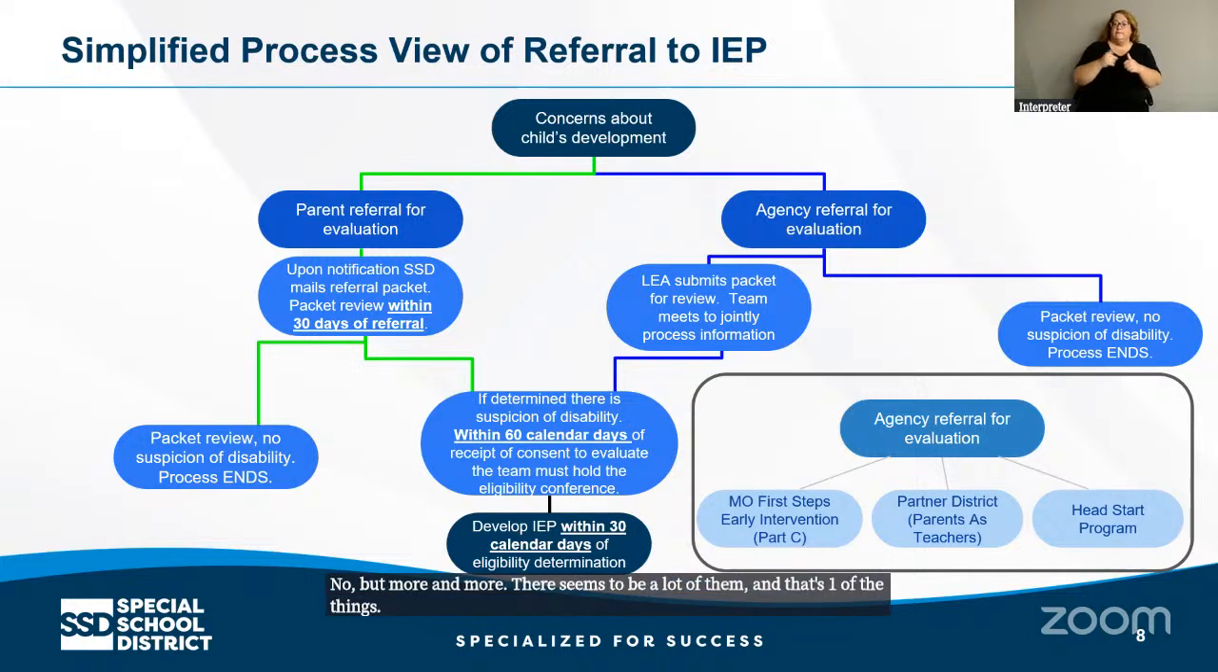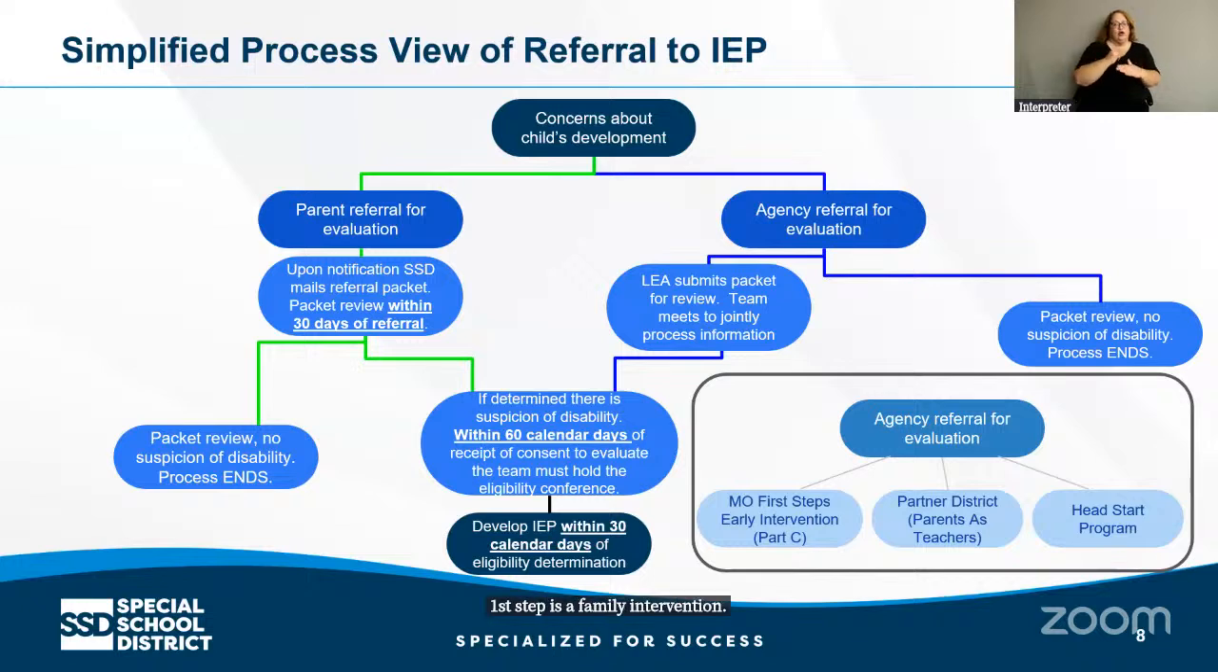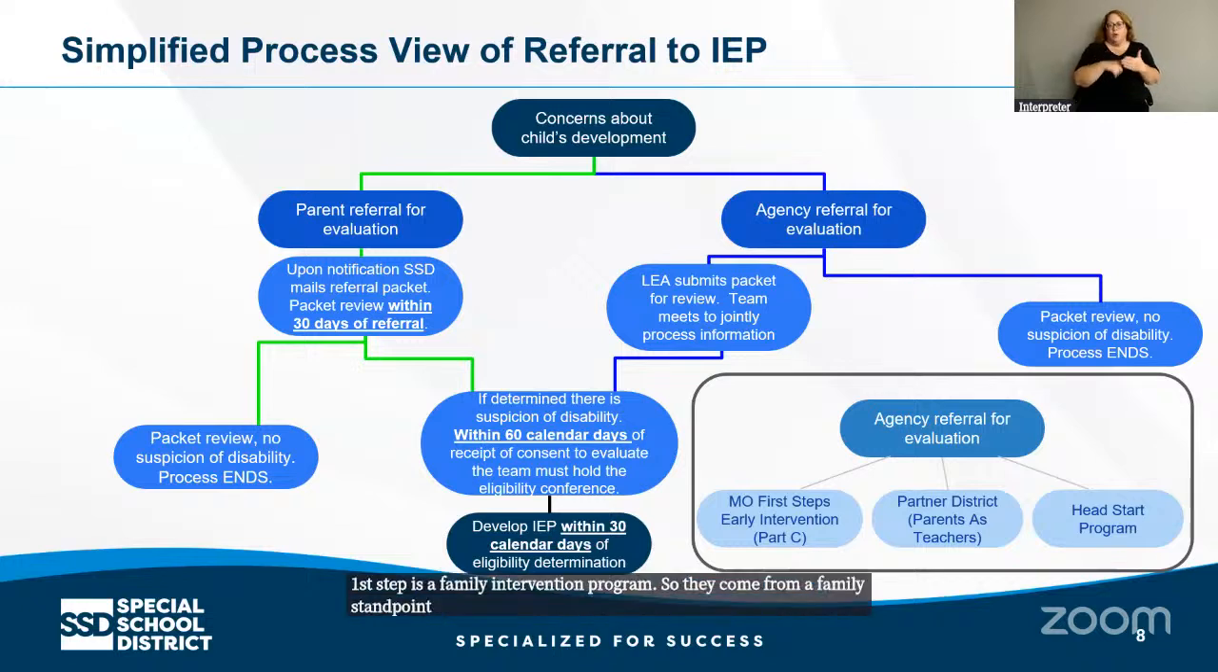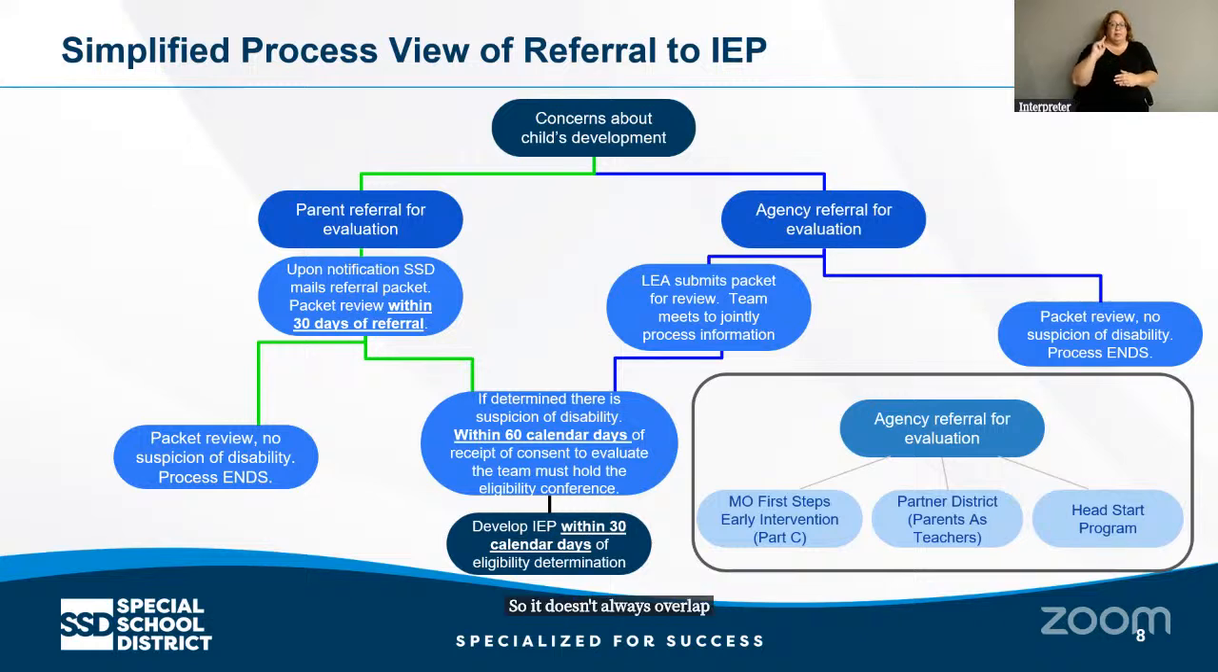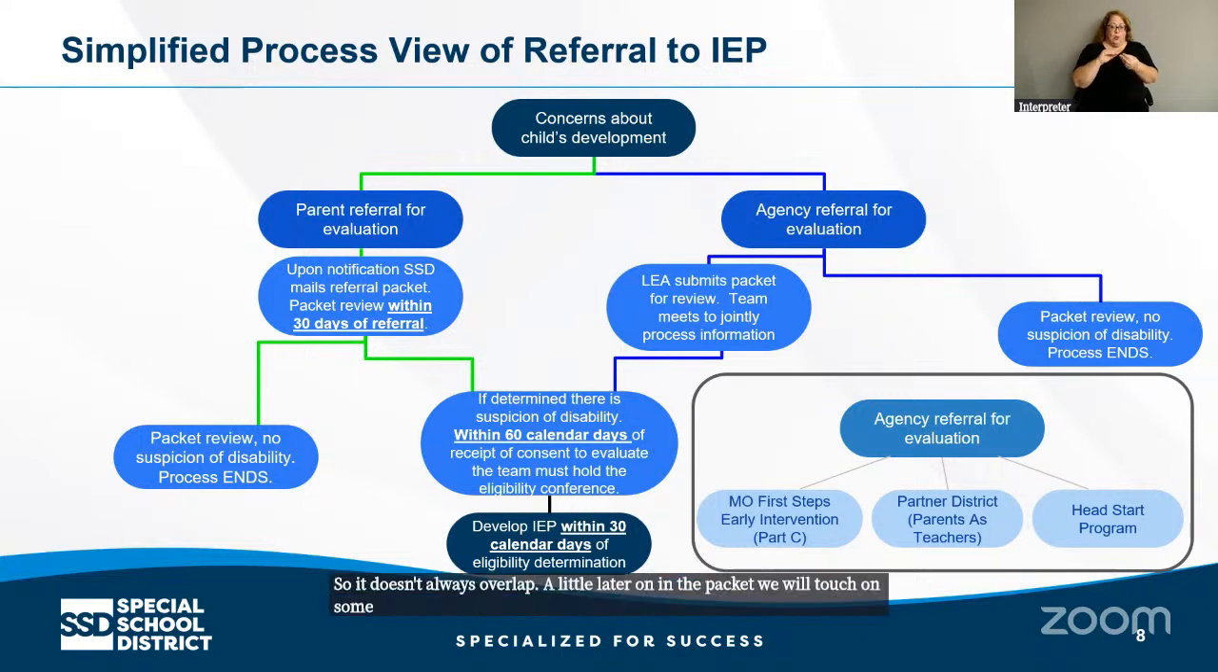First Steps is a family intervention program, so they come from a family standpoint of what does the family need, what are some interventions that we can provide in home. So we do not always have students who are receiving services through First Steps who meet eligibility for us as a school district. So it doesn't always overlap. A little later on in the packet, we will touch on some numbers in terms of how the trends have gone, but in terms of what we see lately, we see a lot more of the parent referrals than we do agency referrals, because the parents are just reacting a lot faster.